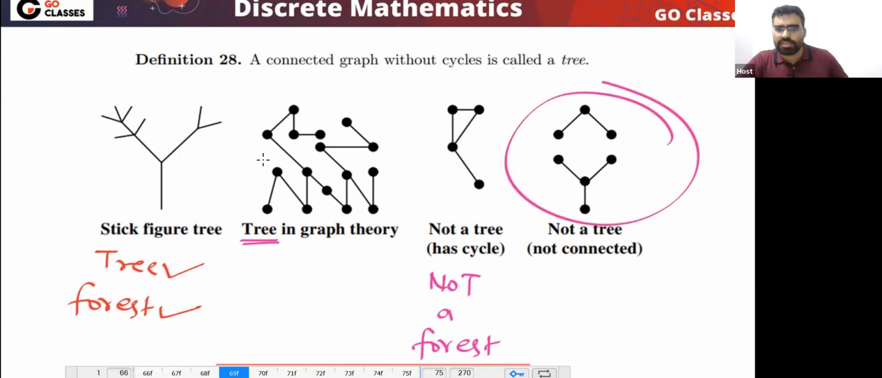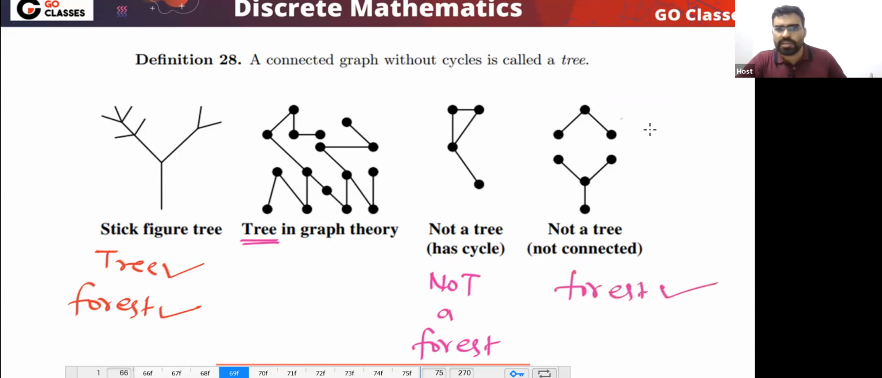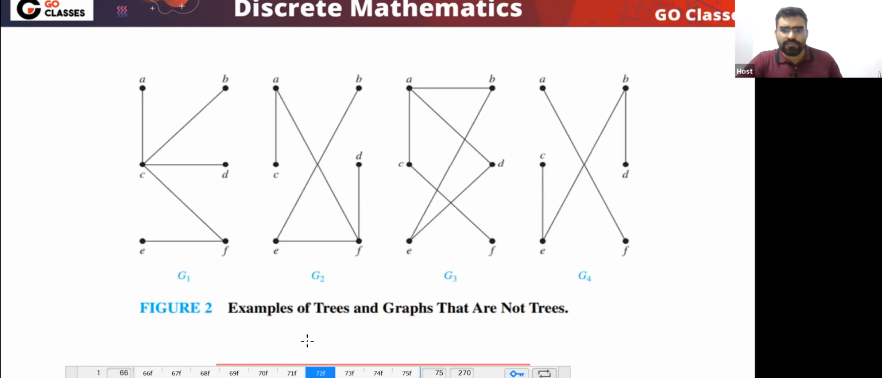This is a forest but not a tree. So this is acyclic. There is no cycle here. But this is not a tree because this is not connected. Next, what about this graph? Which of them are trees? Tell me which graph is a tree and which is not.